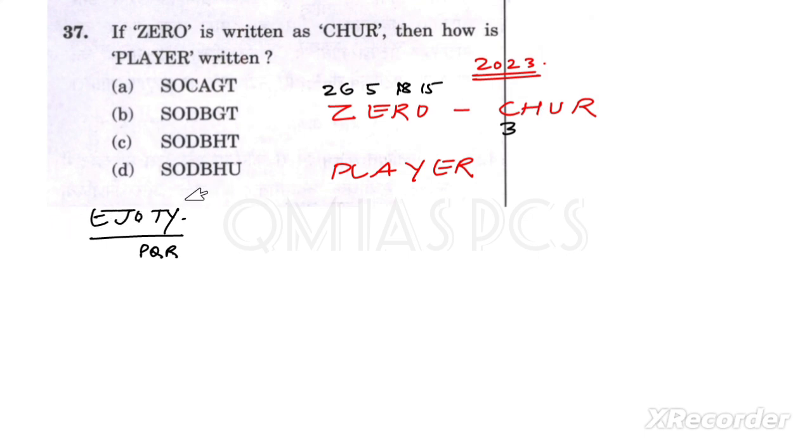Here, E F G H means 5, 6, 7, 8. H is equal to 8. Then U is equal to what? After T it will be U, so here it is 21. And R is equal to what? R is equal to 18.